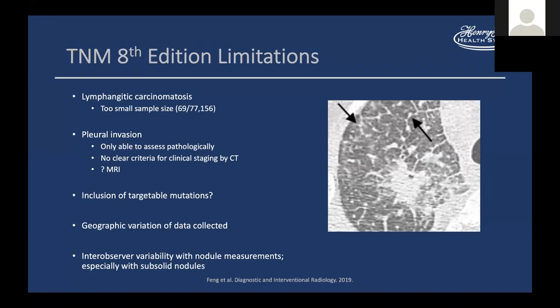Pleural invasion can be tricky. Specifically, T2 is considered visceral pleural invasion. But when you're looking at a CT scan, it's really hard, if not impossible, to tell if there's any degree of invasion there. A lot of this is done surgically or when they look at the path samples themselves. And there's a question of whether there'd be a role for MRI in helping clinically and radiographically stage these patients with pleural invasion better.